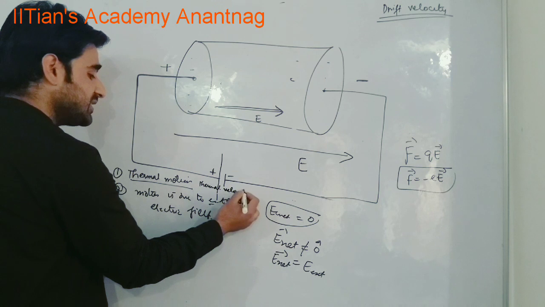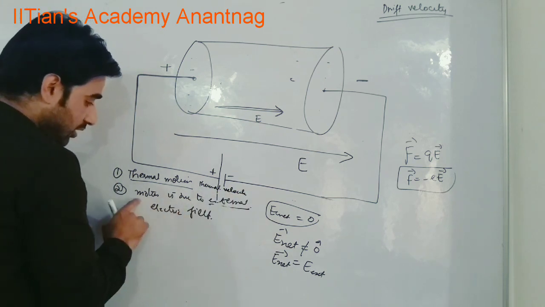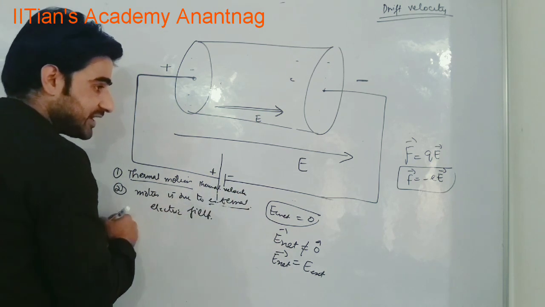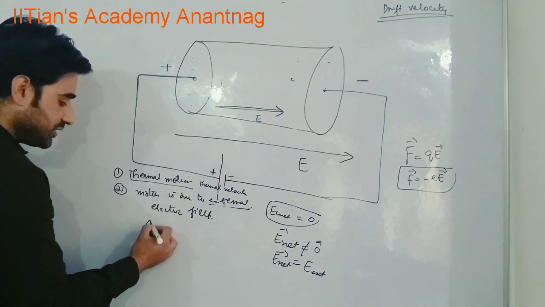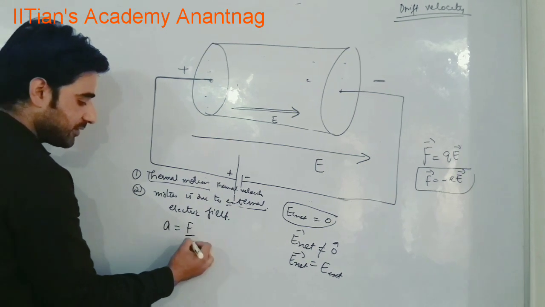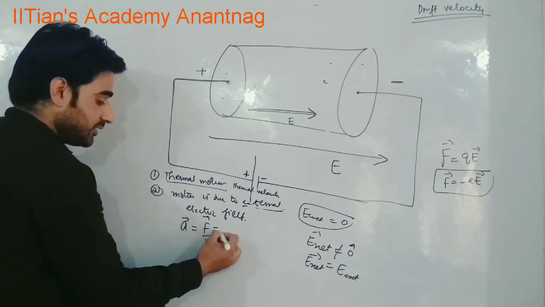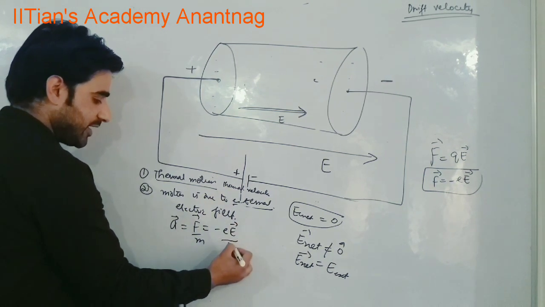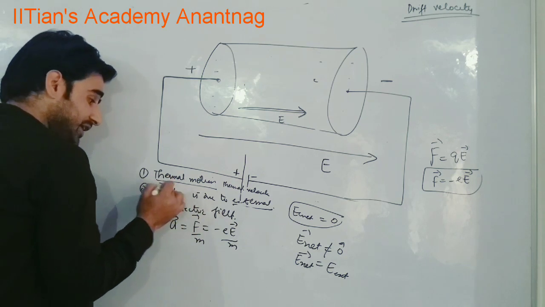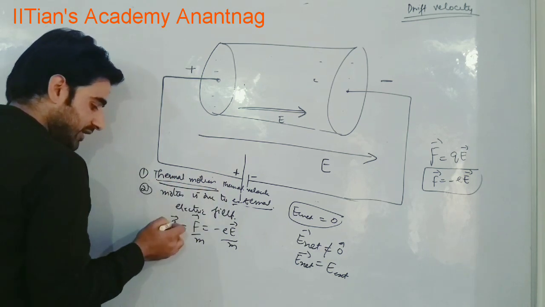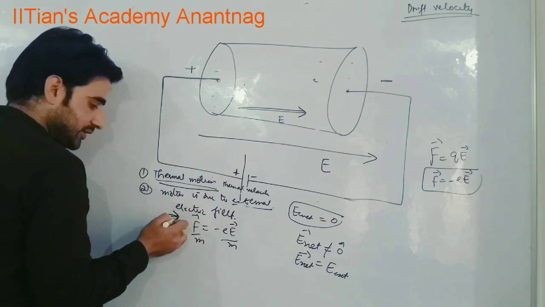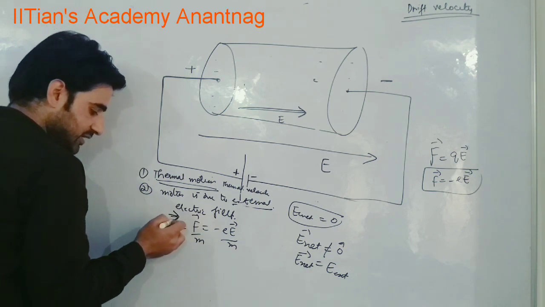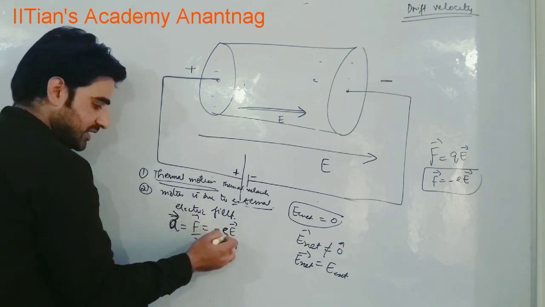Average thermal velocity again 0. But now there is a motion, in fact there is acceleration. Acceleration due to force is force divided by mass. Now force is due to electric field, minus eE divided by m. So in addition to the thermal motion, now electrons are being accelerated according to this equation, and acceleration of electron is minus eE by m.